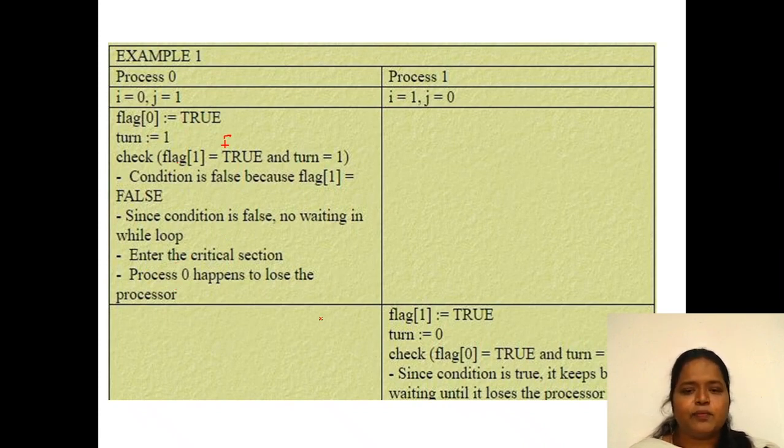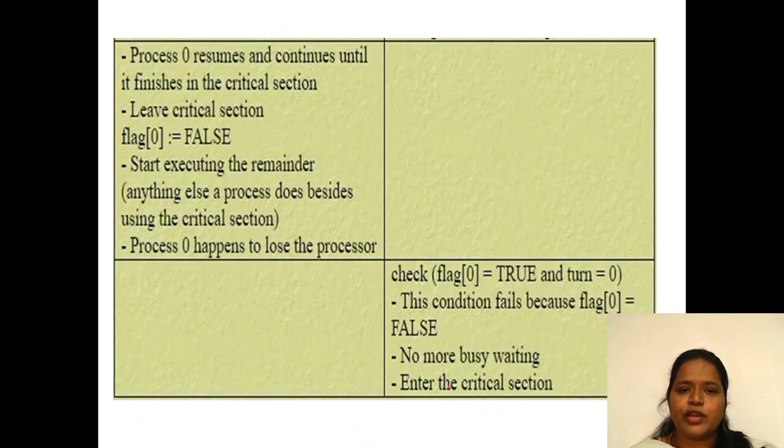And next, when it comes to process P1, flag of 1 is equal to true. That means the P1 process is wishing to enter into the critical section, but turn is 0. Here we check whether flag of 0 is equal to true and turn is equal to 0. Since the condition is true, it keeps busy waiting until the processor loses its turn. So this is how it happens.